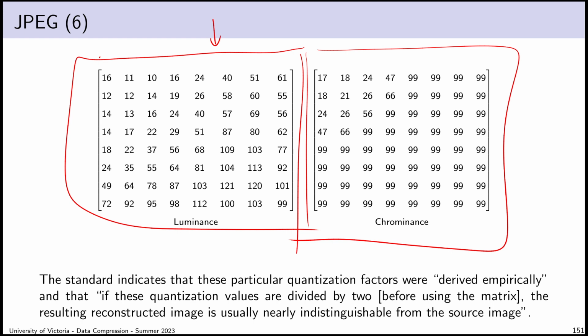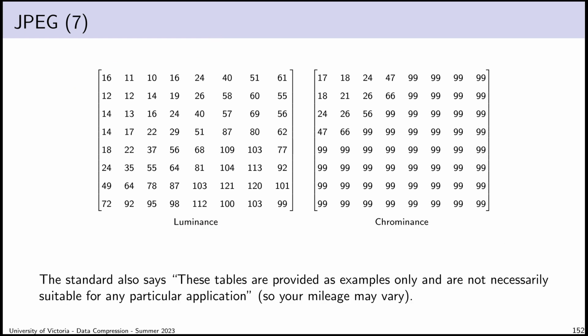Now, in true standards committee form, despite recommending the use of these two matrices, the standard then says, these tables are provided as examples only and are not necessarily suitable for any particular application. Because, I don't know, they don't want to get sued. Despite giving the recommendation, they don't want to stand by it. It's your fault if this recommendation doesn't work out. They're just saying, here are some matrices, use them, don't use them, we don't care, it's not our fault if they break. Okay, well, fair enough, that's the standards committee for you.